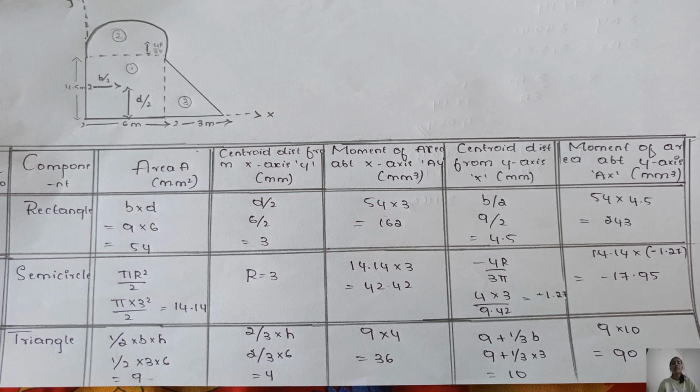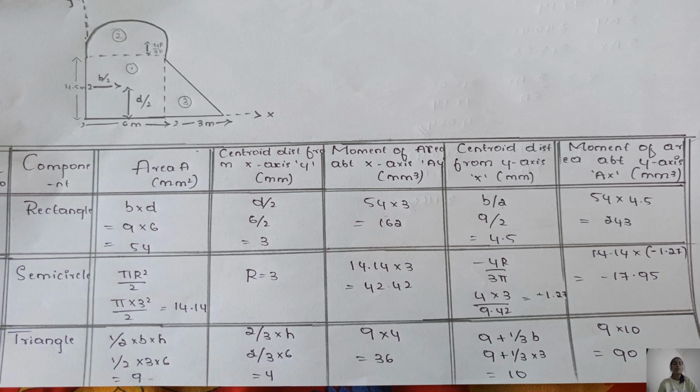Next, moment of area about x-axis ay, that is area into centroid distance, 54 into 3 is 162. Centroid distance from y-axis is b by 2. We already know that b value is 9, 9 by 2 is 4.5. Moment of area about y-axis ax is area into centroid distance from y-axis, 54 into 4.5 is 243.